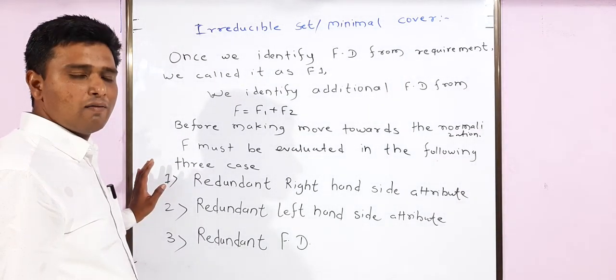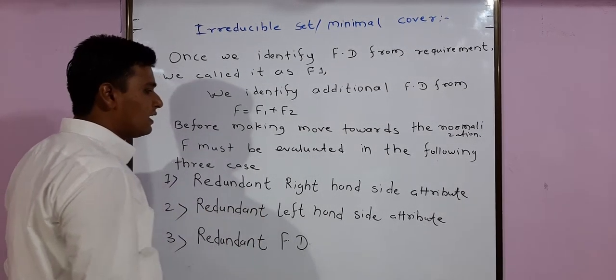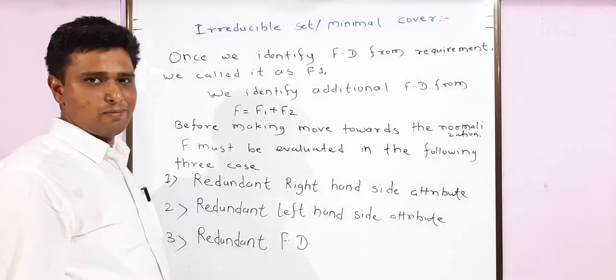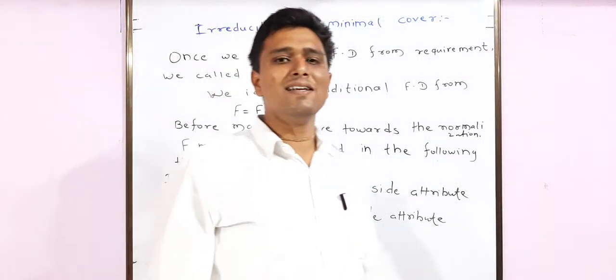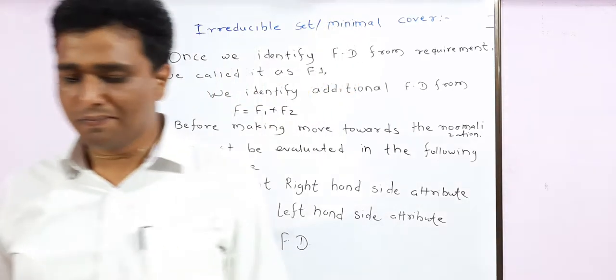We will do 3 things. First thing is we will find out the redundant right hand side attribute. Then we will find out a redundant left hand side attribute. And then we will find out redundant functional dependency. So there is a procedure, there is a small algorithm. I will explain this.